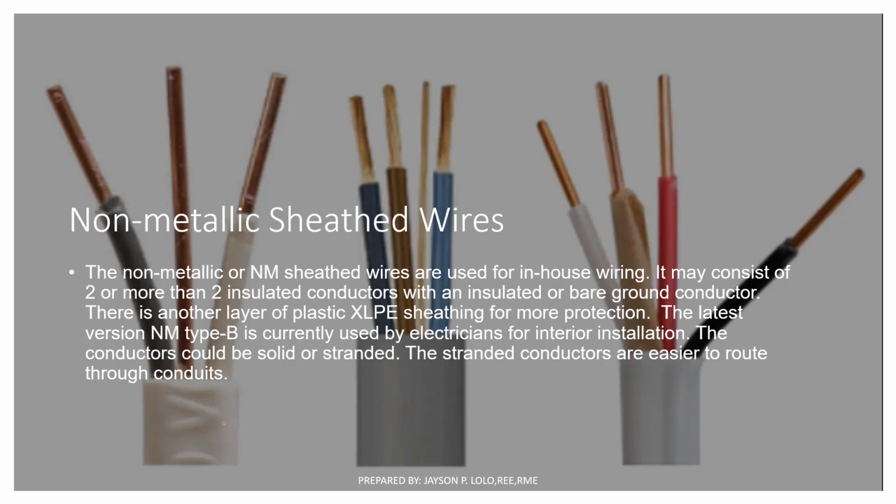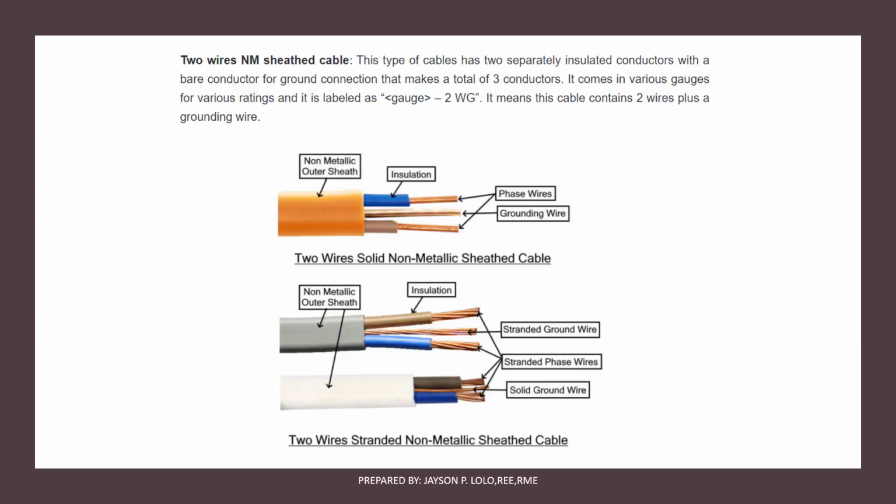The second one is four stranded wires in a sheeted wire. So let's consider the two wires in a sheeted cable. This type of cable has two separately insulated conductors with a bare conductor. As you can see, we have a non-metallic outer sheet, then another insulation, and the phase wires.